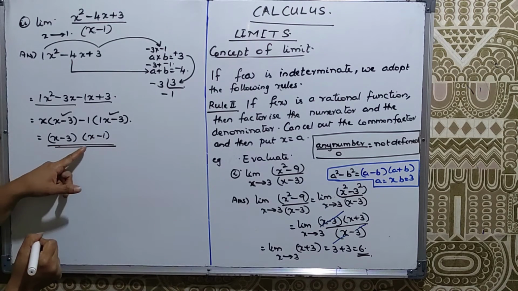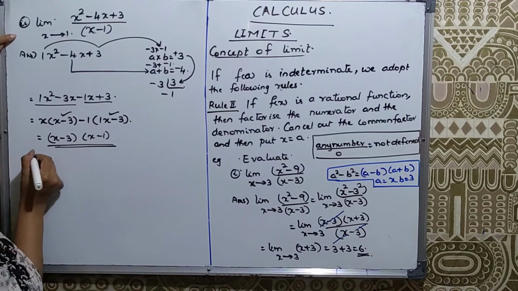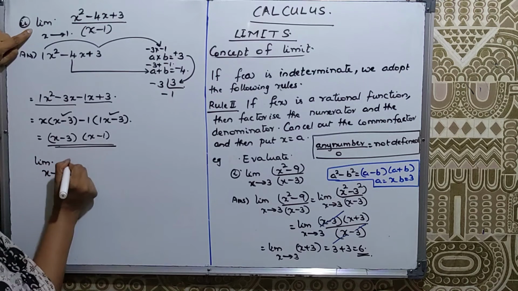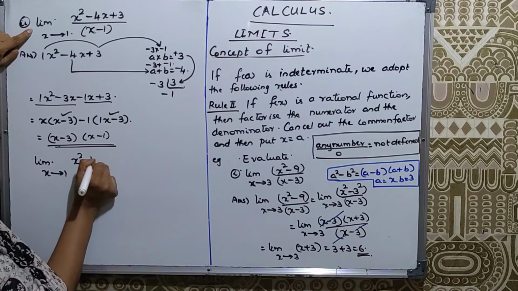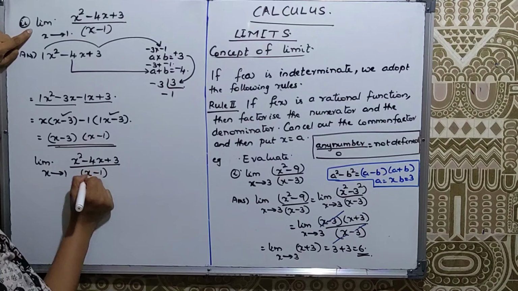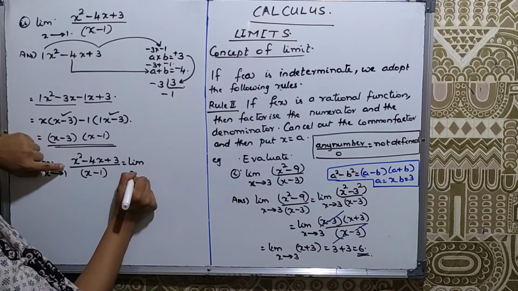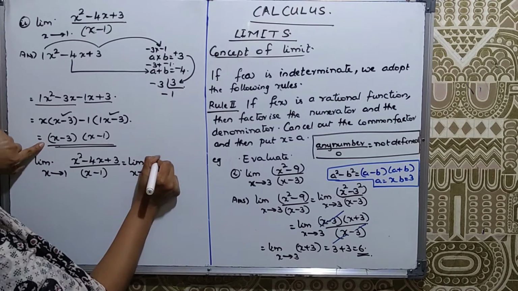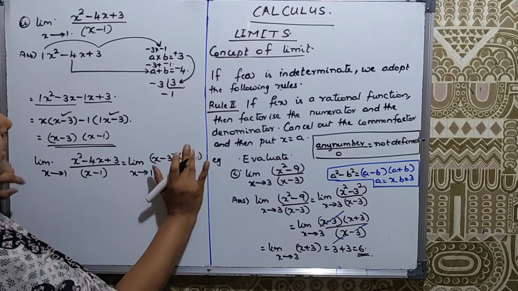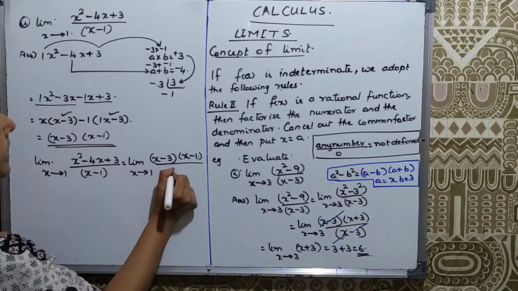These are the factorization answer for x squared minus 4x plus 3. Now I'll write the real question. That is limit x tends to 1, (x squared minus 4x plus 3) divided by (x minus 1). Now in this case, after splitting the term, you'll get limit x tends to 1, (x minus 3) into (x minus 1) divided by (x minus 1).